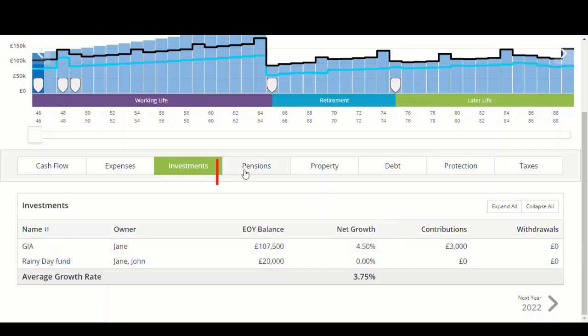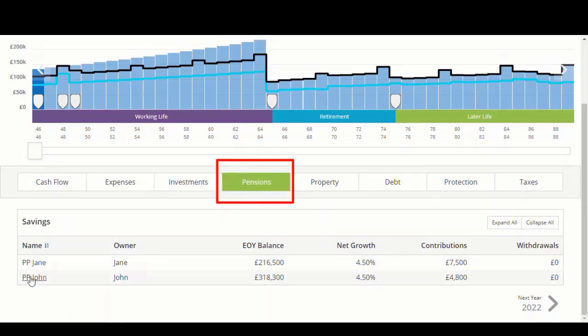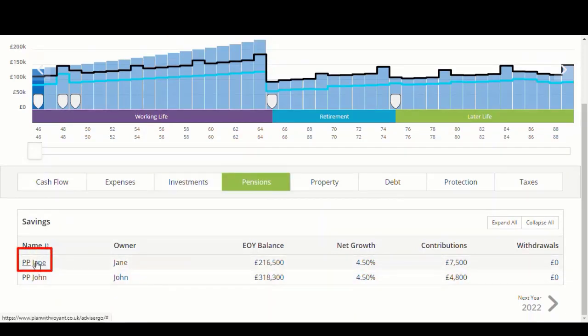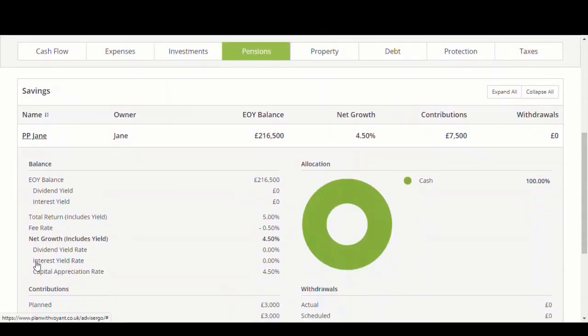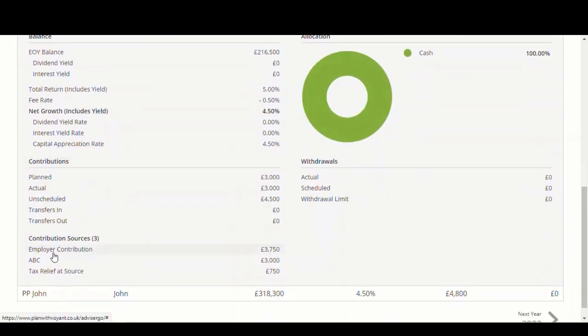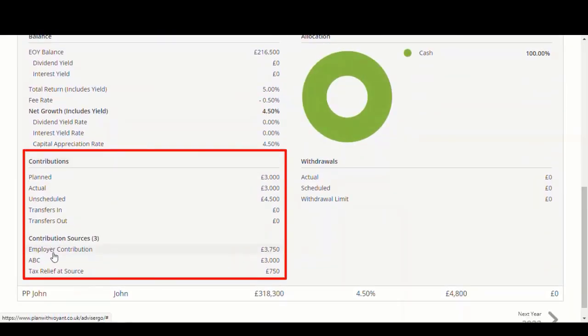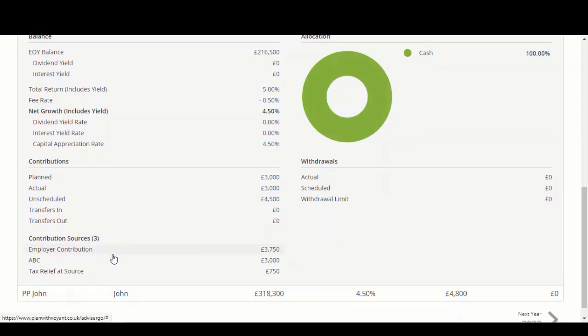Now, if I move to the pensions tab, if I click on any of the pensions, for each person, you can see that more detail appears. And what you can see from this is any contributions that are going into the plan, whether that is an employer contribution or an employee contribution. And you can also see the tax relief at source. So it gives you a little bit more information.